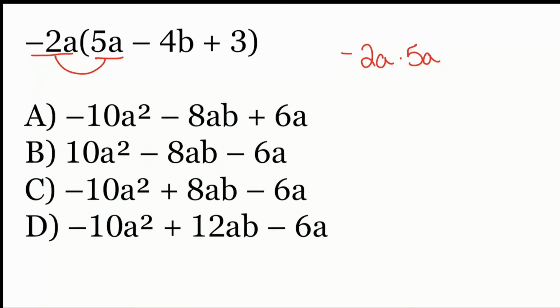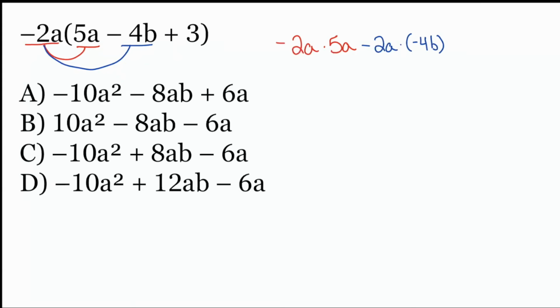Next up, I'll take blue here to multiply the negative 2a with the negative 4b. So I'll write minus 2a multiplied with negative 4b. I'll zoom out just a little more to give myself some more room. And then lastly, we have the negative 2a multiplied with the positive 3. So we have negative 2a times 3.